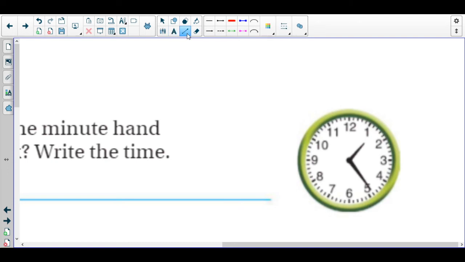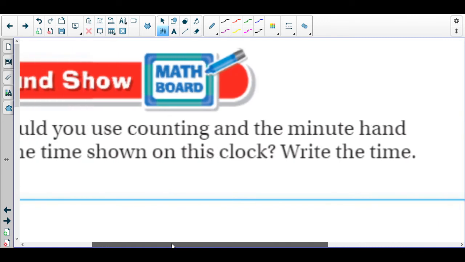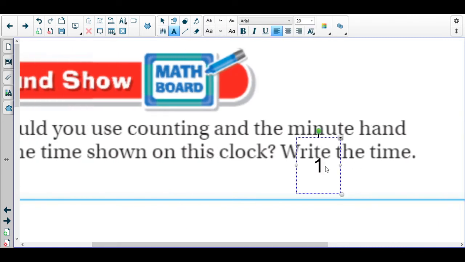This is how I would do it. I'm looking at 5, 10, 15, 20. Okay, so there's 20. And then 21, 22, 23, and 24. All right, so the time is 1:24. All right, we'll just put that right there.